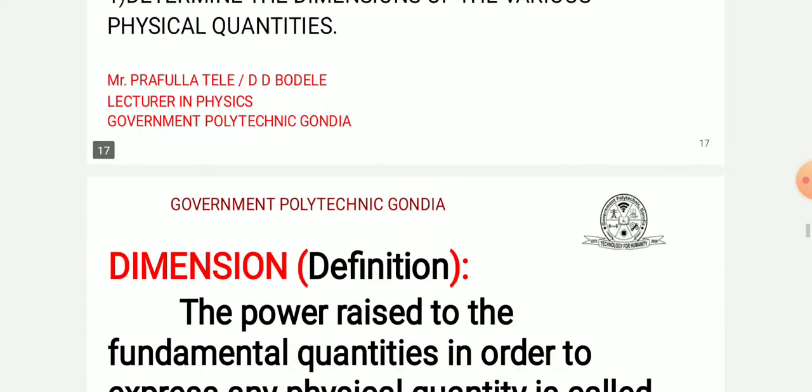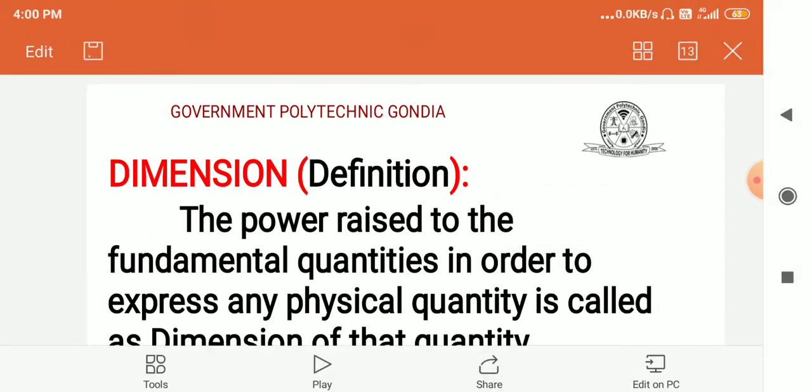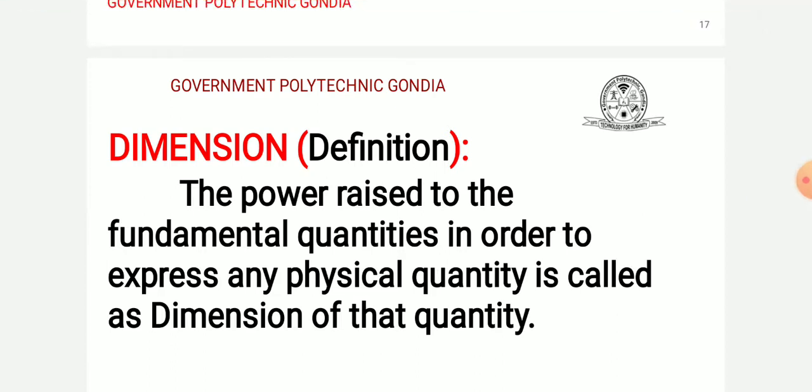So, what is the dimension of a physical quantity? From the definition, we can say that it is nothing but the powers raised to the fundamental quantities in order to express any physical quantity is called the dimension of that quantity. So what you have to do, you have to give powers to the fundamental quantities in order to get the dimension of any physical quantity, right? So to express any physical quantity in terms of fundamental quantities, that is what the dimension is.